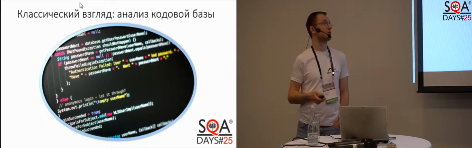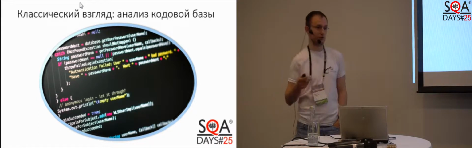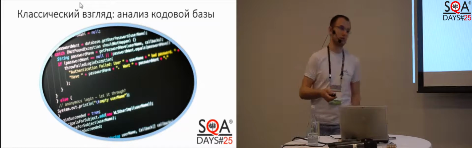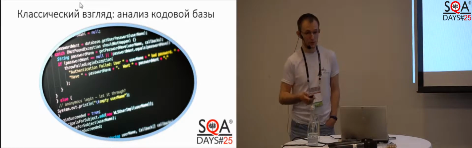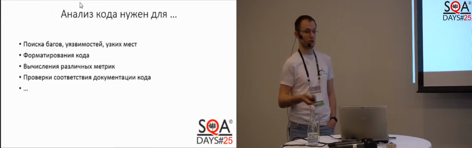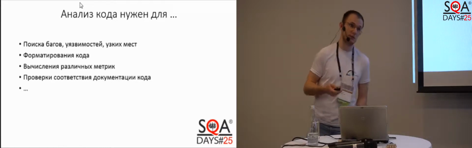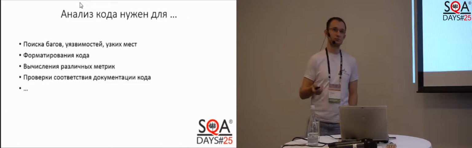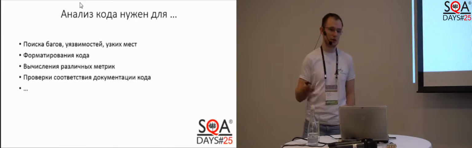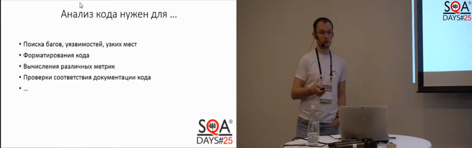So the best way of looking at it is the analysis of the code base. If you Google static analysis, we will start with the regular approach, the most widespread one, which is determining fragments of code with defects. Besides, static analysis helps very well in formatting code, calculating metrics, code documentation, and so on.